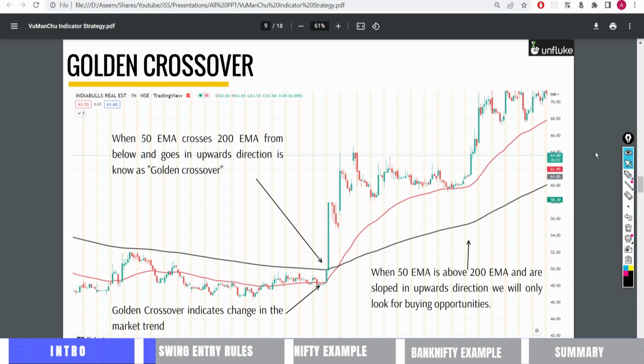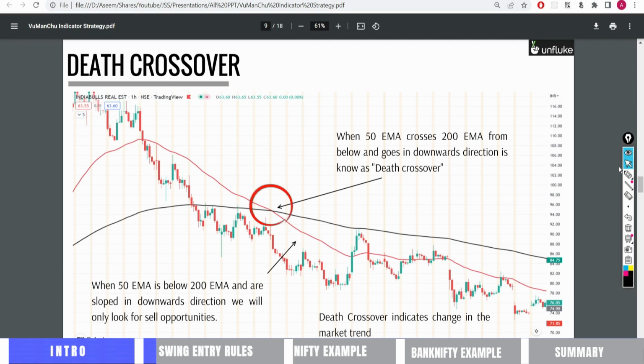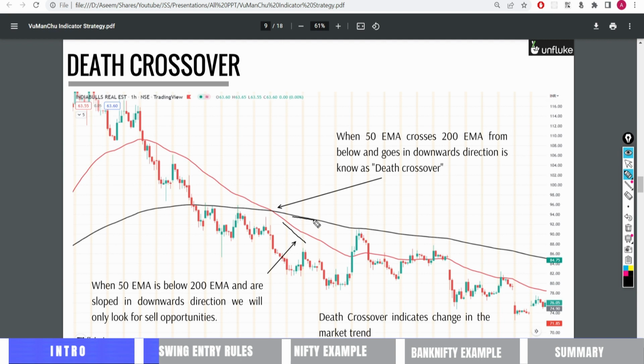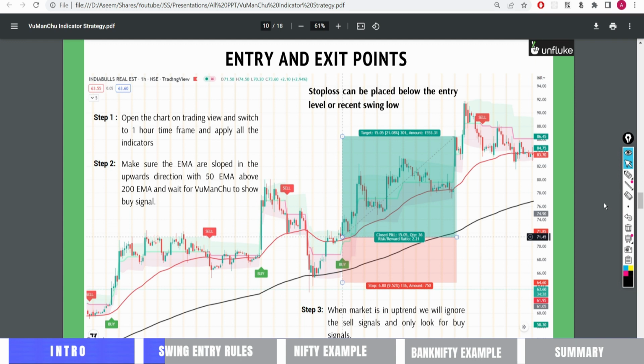Similarly, when we have the death cross, that means when the 50 moving average crosses the 200 moving average and goes below, something like this, then this is a selling setup and we will only be looking for selling trades. But we will not be trading just based on the moving averages, because as you would know, the 50 and 200 moving average does not work so well anymore. And for that reason, we are adding the VuManChu indicator. So this is how the VuManChu indicator looks like.